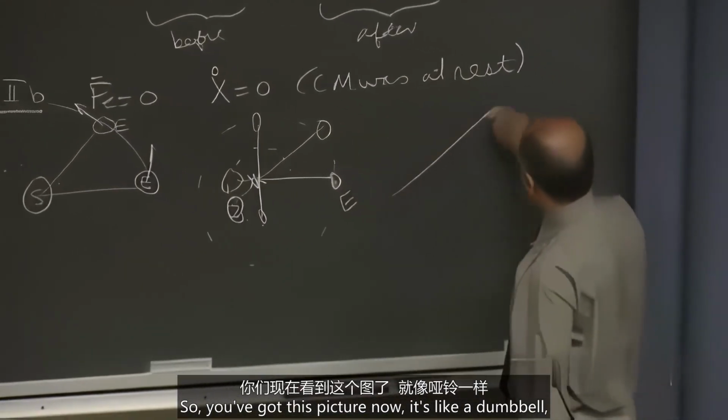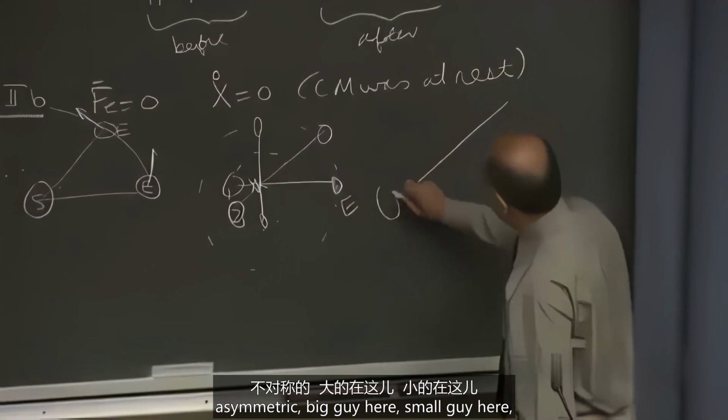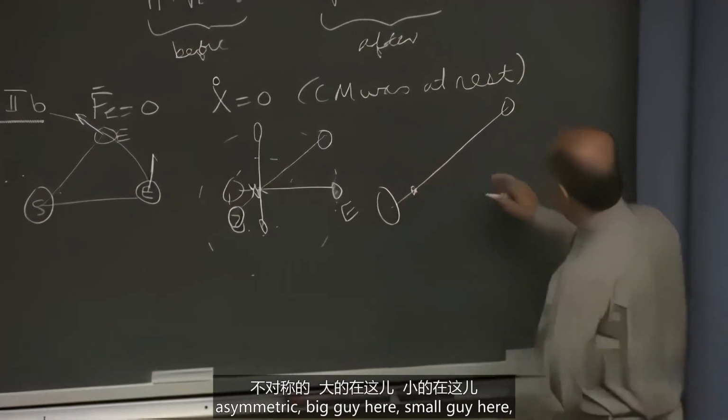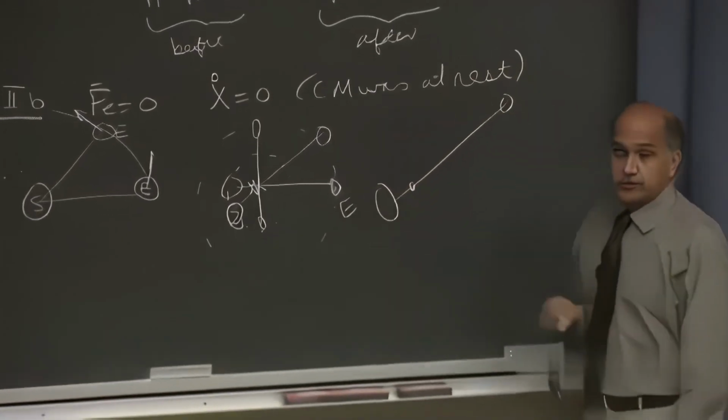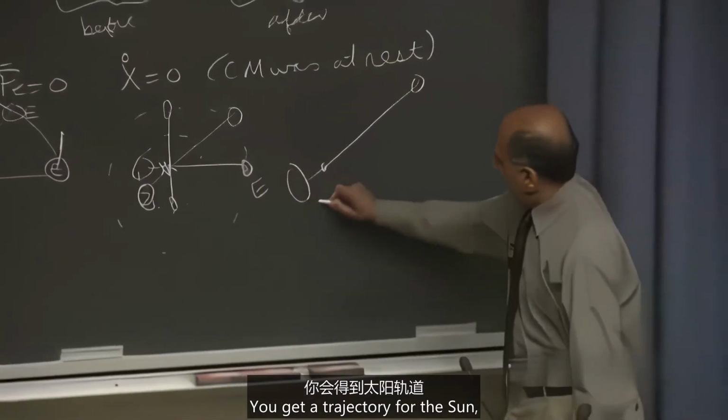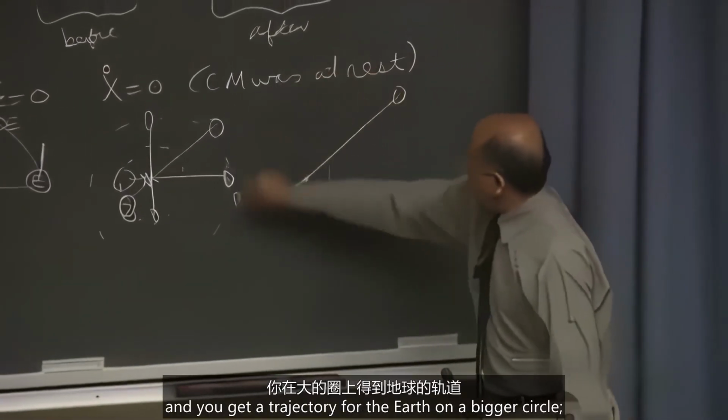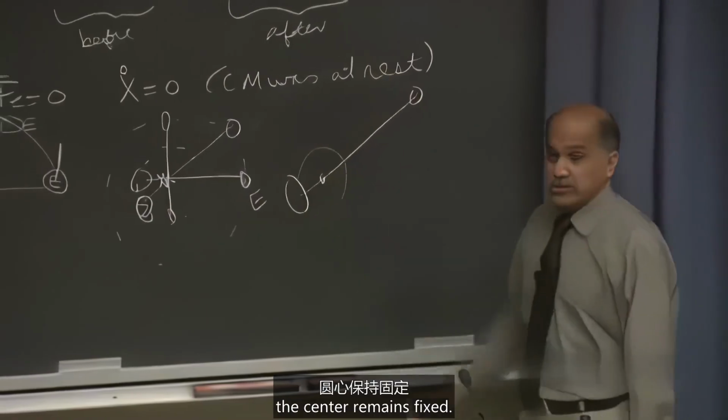So you got this picture now, it's like a dumbbell, asymmetric. Big guy here, small guy here. Fix that and turn it. You get a trajectory for the sun, and you get a trajectory for the Earth on a bigger circle. Center remains fixed.